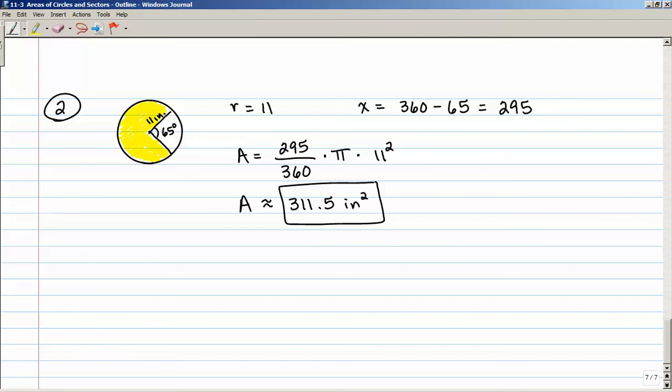So in this section we took a look at the formula for the area of a circle, which you were probably already familiar with, and the formula for the area of a sector, which is a segment of a circle which looks like a slice of pizza. To find the area of the sector, you're basically finding a fraction of the area of the entire circle.